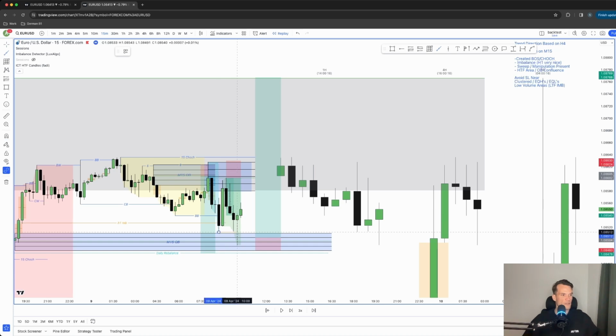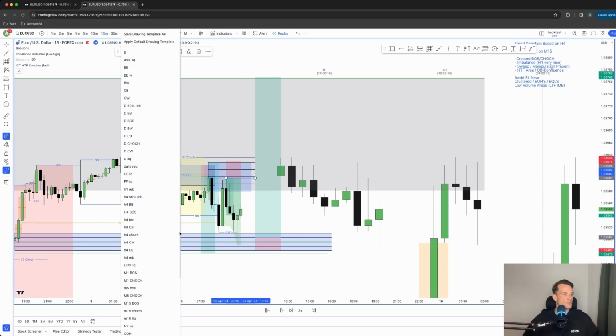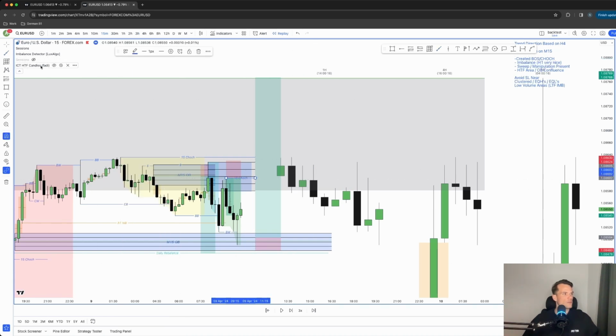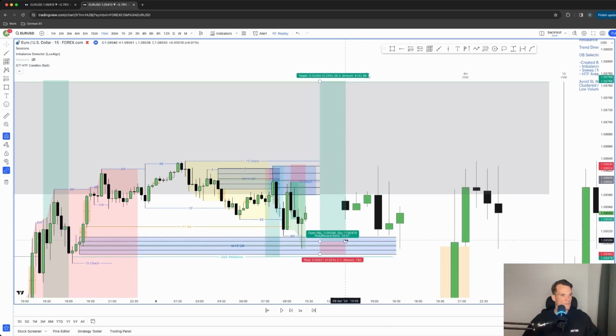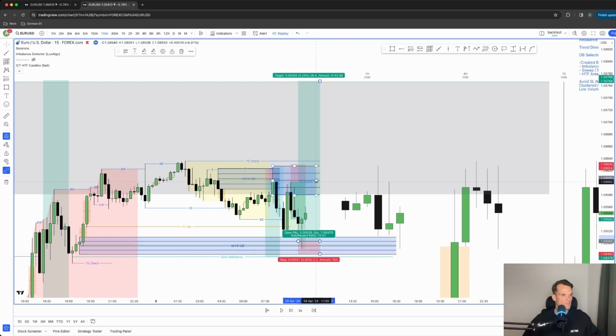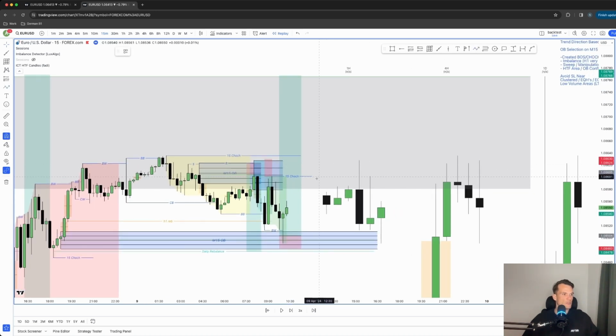We had a boss with wick on the M15. And that is our M15 chalk level. So I'm going to remove some of these H1 candles again. There's too many on the screen. Okay, let's see. Maybe we get an opportunity. Price chalks, and we get in and go long.